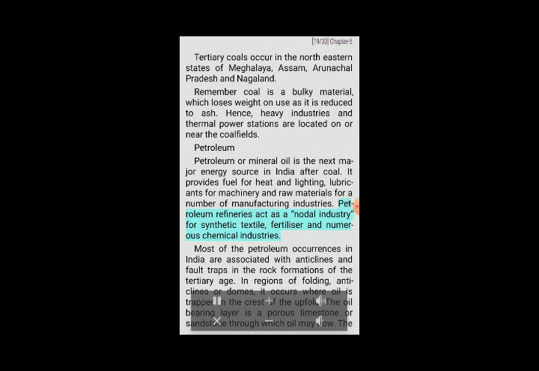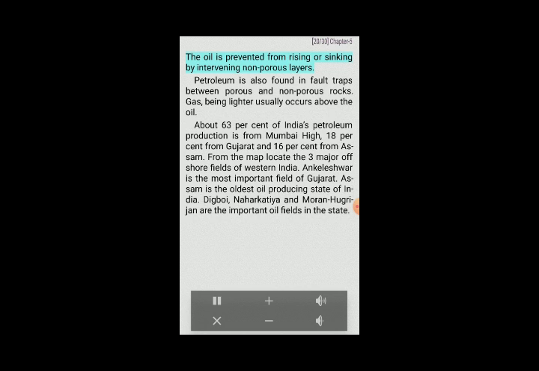Petroleum refineries act as a nodal industry for synthetic textile, fertilizer, and numerous chemical industries. Most of the petroleum occurrences in India are associated with anticlines and fault traps in the rock formations of the Tertiary age. In regions of folding, anticlines or domes, it occurs where oil is trapped in the crest of the upfold. The oil-bearing layer is a porous limestone or sandstone through which oil may flow. The oil is prevented from rising or sinking by intervening non-porous layers.